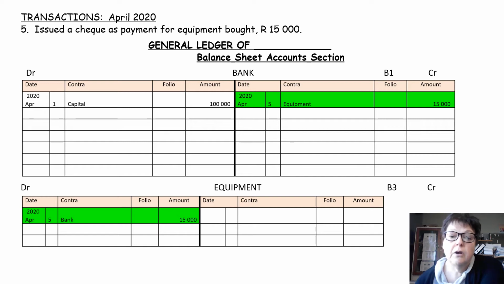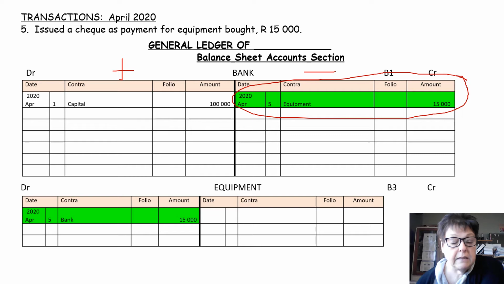Next transaction, on the 5th, we issue a check as payment for equipment bought. First question is always, is this business getting or spending? Bank is an asset, increases on the debit side, decreases on the credit side. We are spending money, which means money in the bank will decrease. That is why we are writing on the credit side. On the first line on the credit side, the date is still 2020 April. The day is now the 5th. We are spending 15,000 Rand.